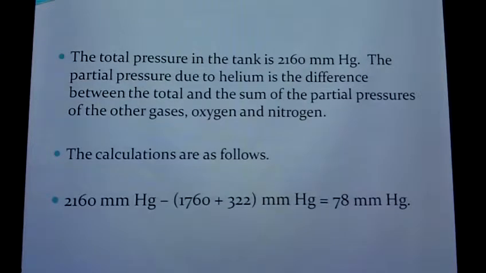2,160 millimeters of mercury, that's the total pressure in the tank, minus the sum of nitrogen and oxygen's partial pressure, 1,760 and 322 millimeters of mercury, gives us a difference of 78 millimeters of mercury. So this must be then the pressure due solely to the helium. 78 millimeters of mercury due solely to the helium.